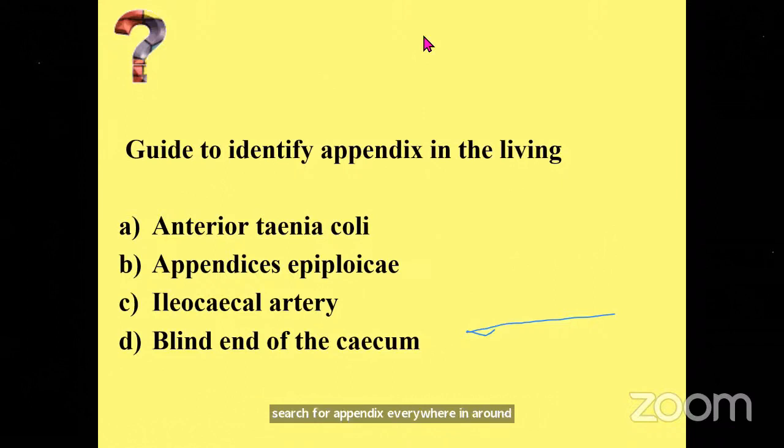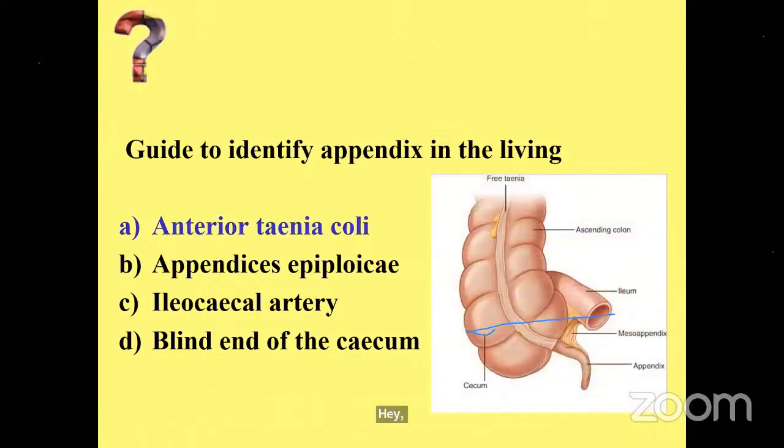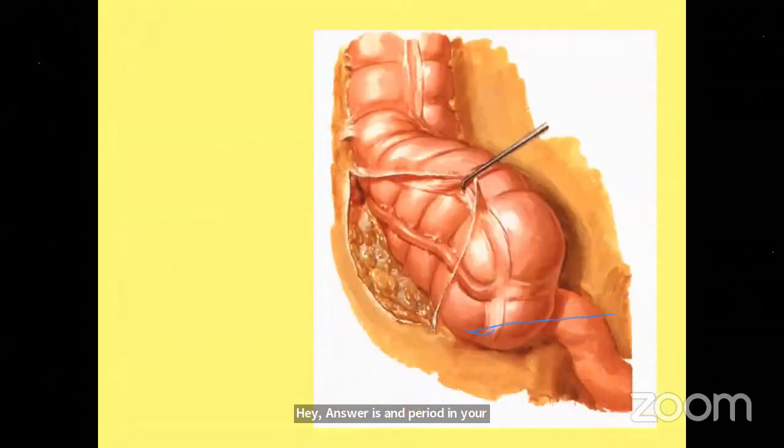Appendices epiploicae will be seen throughout, so it's not actually considered as a guide. The answer is anterior tinea coli. Can you see the tinea coli? This is the appendix, and this is a point where all the three tinea coli will be meeting.